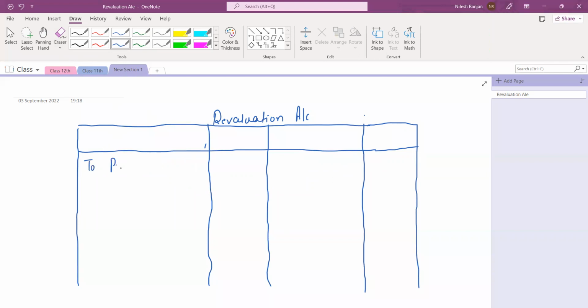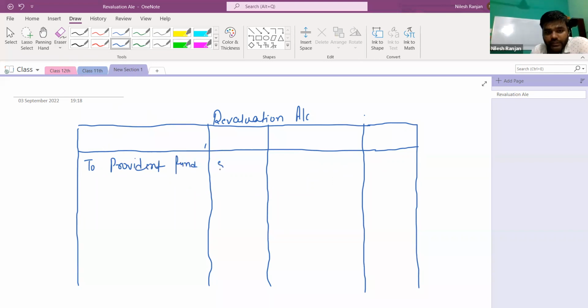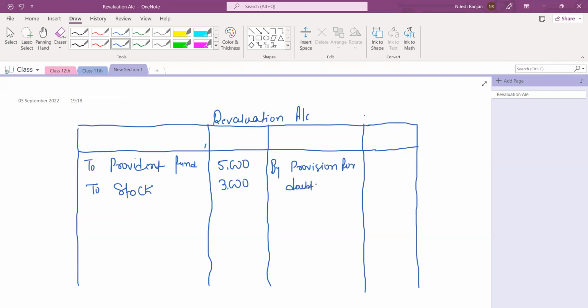So provident fund of 5,000 will be debited, the stock of 3,000 will be debited, and by provision for doubtful debts is to be credited. Sir, you're writing the asset on the left side, right?